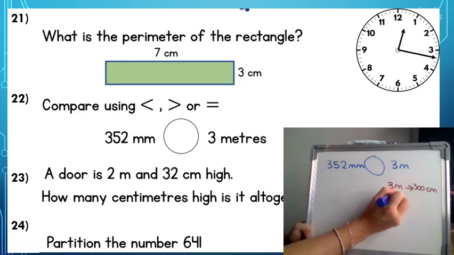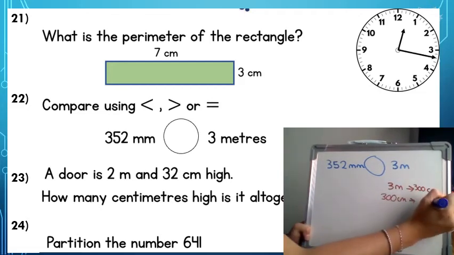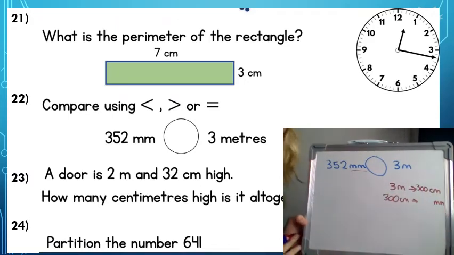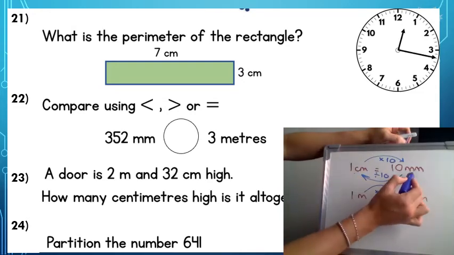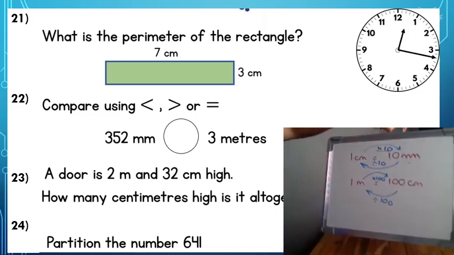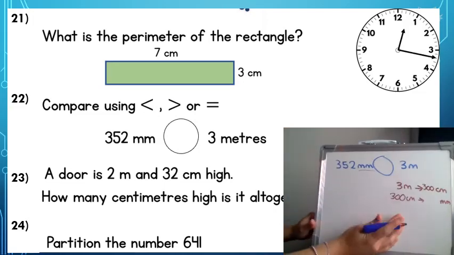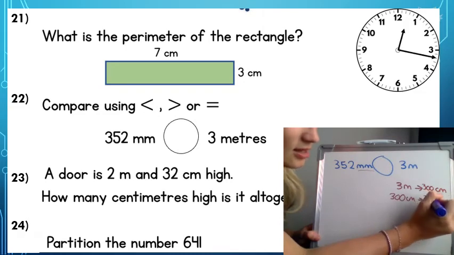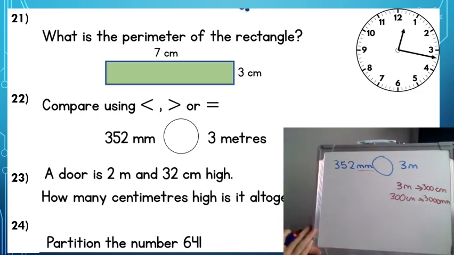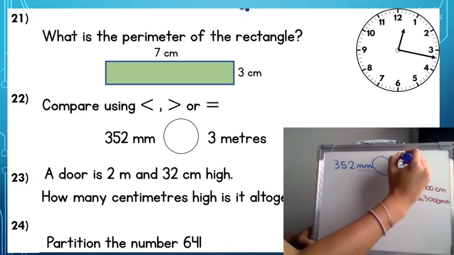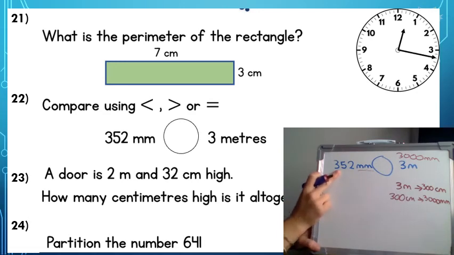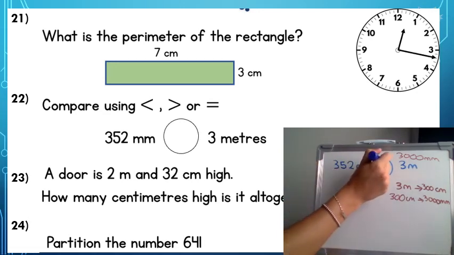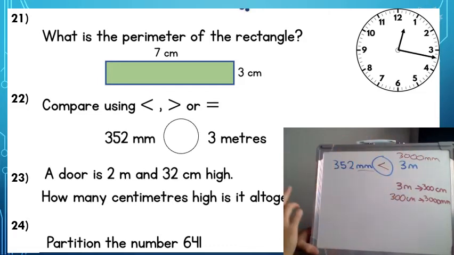Then, if I have 300 centimetres and I want to go down to millimetres, because that's what my other side is in, if I look back at my measurements, going from centimetres to millimetres I'm going to times by 10. So I've got 300, and timesing by 10, remember I can just add a 0 on the end. So now I have 3,000 millimetres. If I write that above it, I can see that 352 millimetres is clearly going to be smaller, less than 3,000 millimetres, which is equivalent to 3 metres.